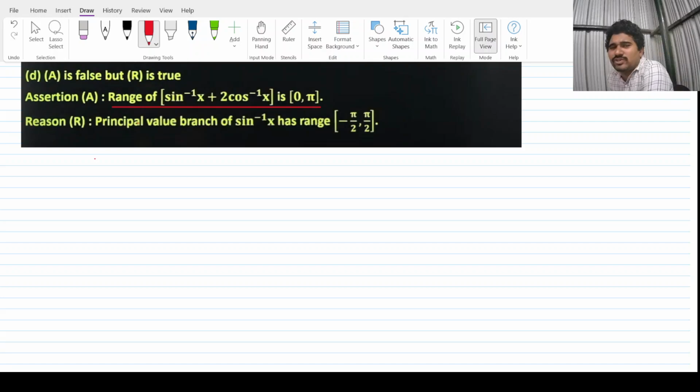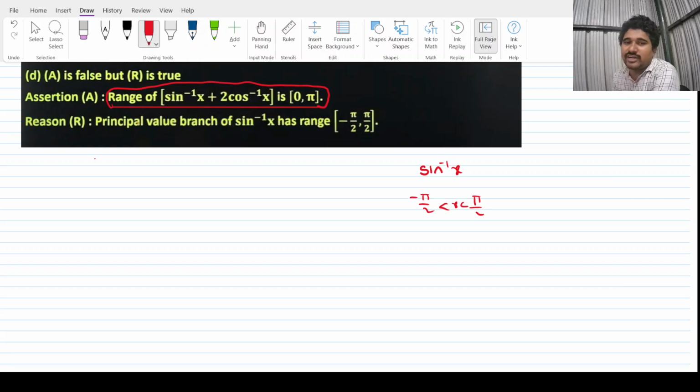See this. This question is interesting. I am concentrating on how to find the range of this. What do you mean by range? The output that comes, that is called the range, right? Suppose I have sin inverse x, what is its range? It should be minus pi by 2 to pi by 2. You will tell like this. Correct? Sorry, it's not x, it should be sin inverse x. That's the range, I am right.